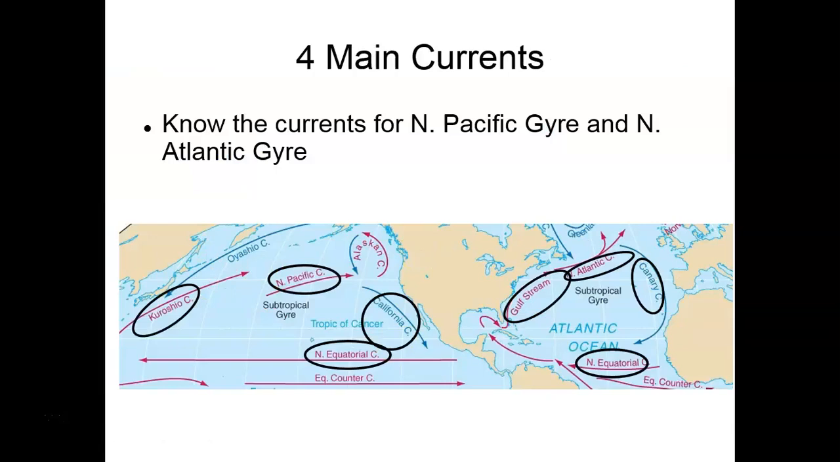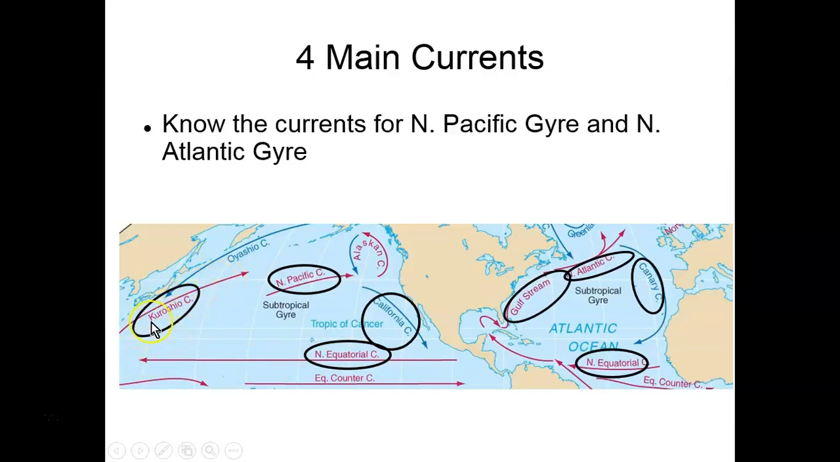Okay, now there are actually specific names for all of these currents as well, depending on which ocean you're in. So I would like you to know the specific names of the currents that exist in the North Pacific subtropical gyre and those that exist in the North Atlantic subtropical gyre. Okay, so starting with the North Pacific, we have the equatorial current. In the North Pacific, it's called the North Equatorial Current. Then the western boundary current in the North Pacific is called the Kuroshio Current.